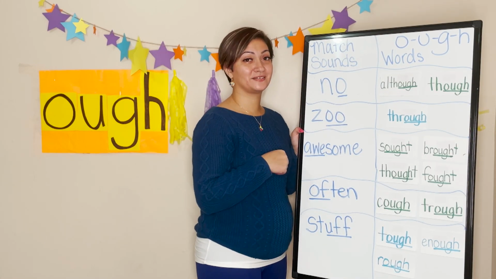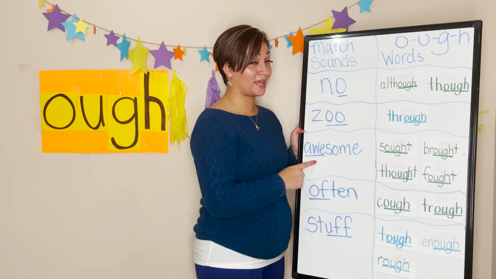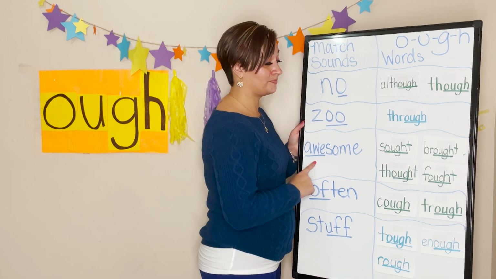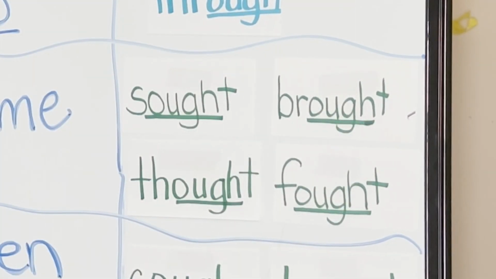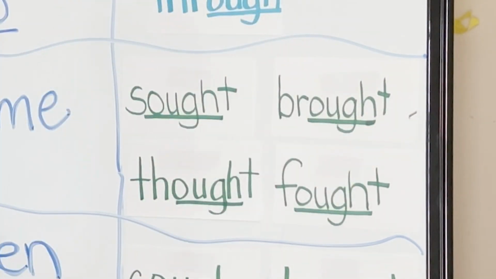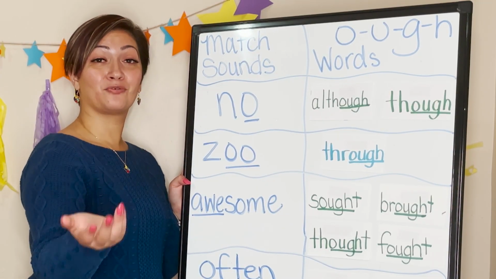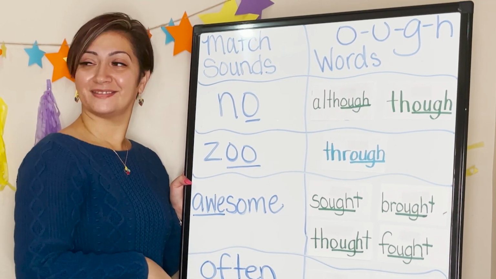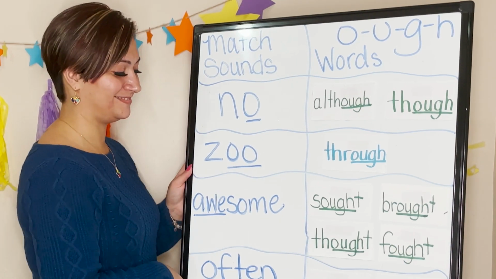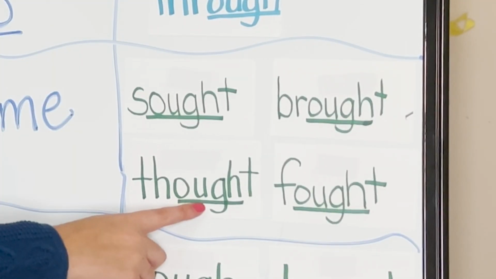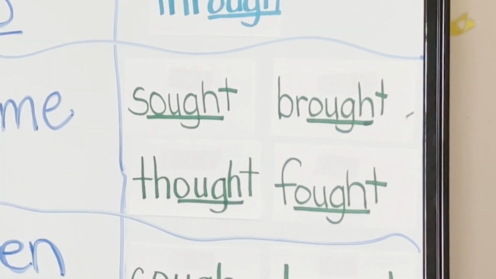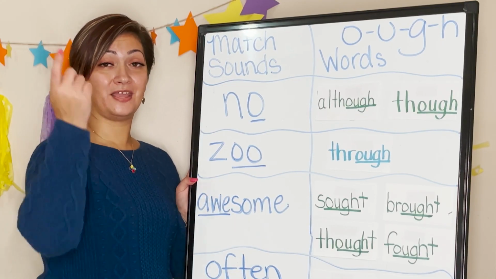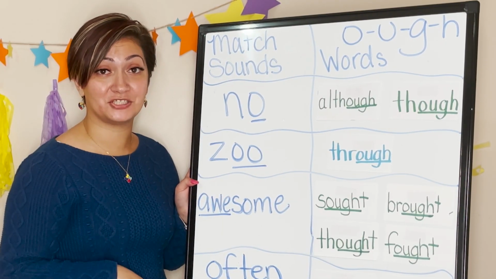All right, next one. O-U-G-H is making what sound? Aw. We got brought. Brought. He brought my backpack to me. Thank you. All right, here we go again. Remember, it's aw. Thought. He thought today was going to be chilly.